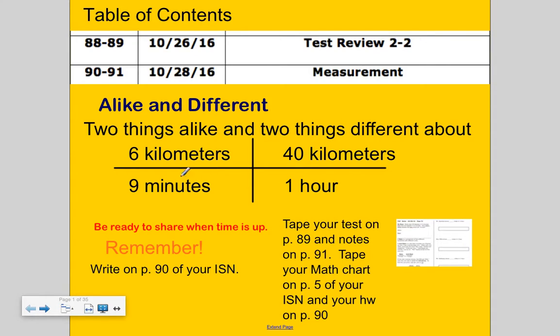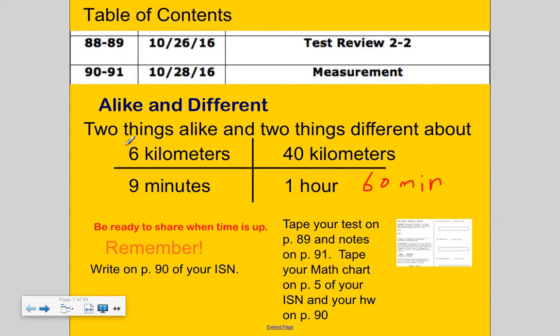I see integer numbers. Different: this is about minutes and hours, but I do know 1 hour is the same thing as saying 60 minutes. What else can I say about this? Is 6 kilometers in 9 minutes equivalent to 40 kilometers in 60 minutes?